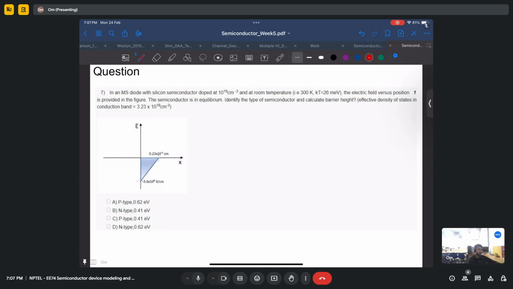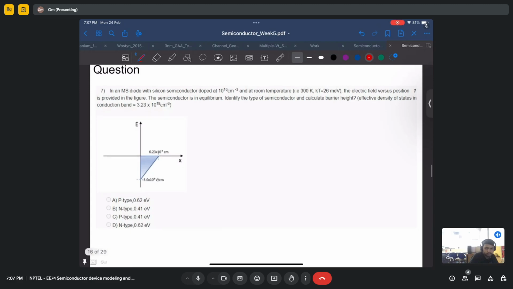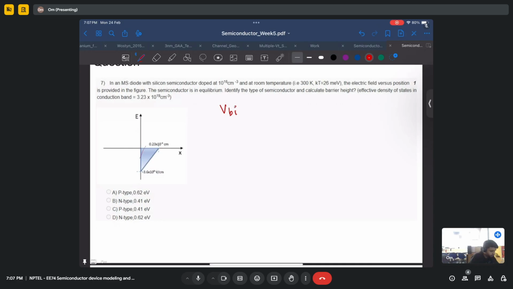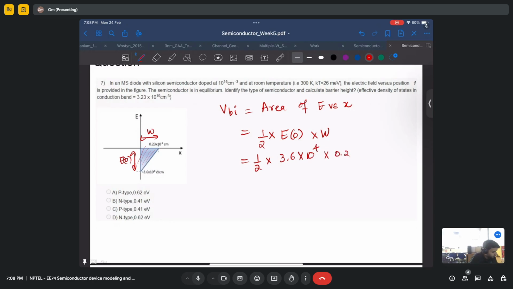Okay, so let's see this question. We know potential is the integration of the electric field, that is, we can find VBI as the integration of this electric field, or simply the area of E versus X. This area is half into E0 into this width W. This is 1/2 into 3.6 into 10 to the power 4 into 0.23 into 10 to the power minus 4. Cancel, and this will come out to be 0.414.